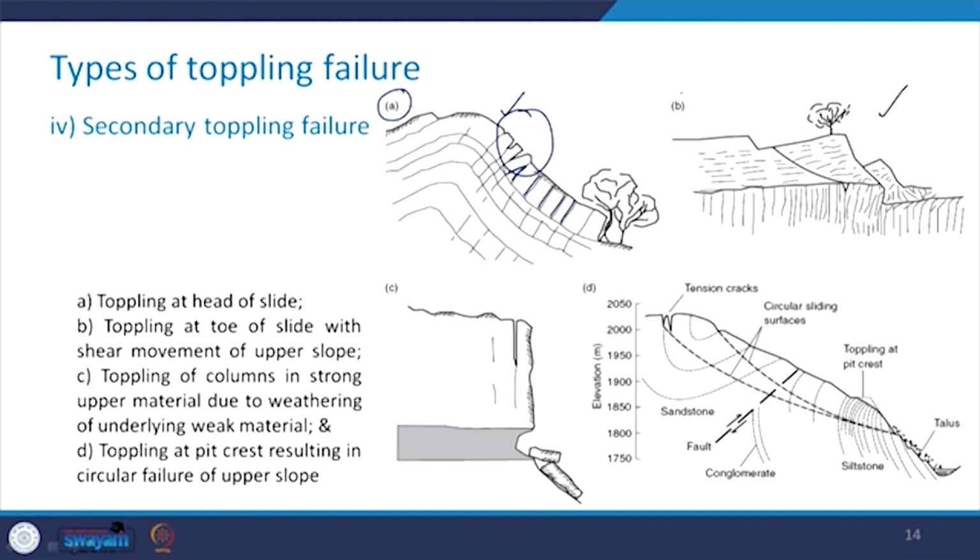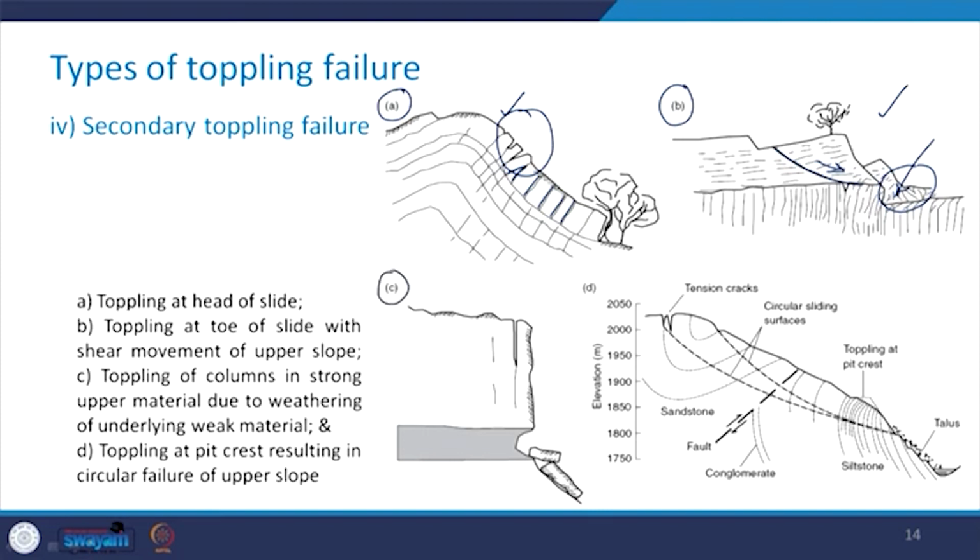Then here, which is part B, there is the toppling near the toe of the slide with the shear movement of the upper slope. You can see here that in this portion there is going to be the toppling, along with the shear movement of this upper slope. You can see there is a surface which has been shown here. So the shear movement is going to take place and also there is going to be the toppling here near the toe of the slope or the slide.